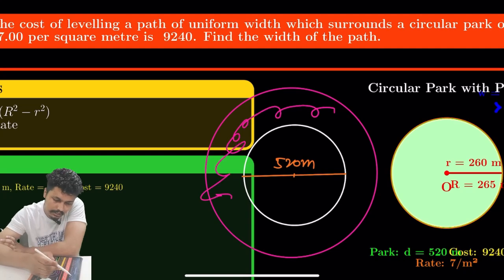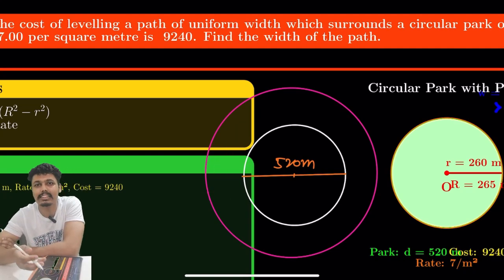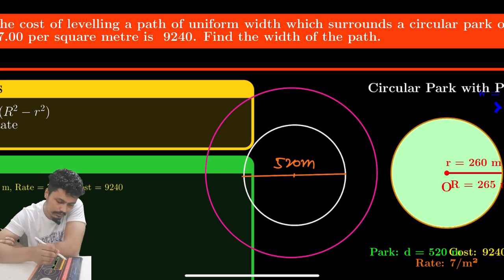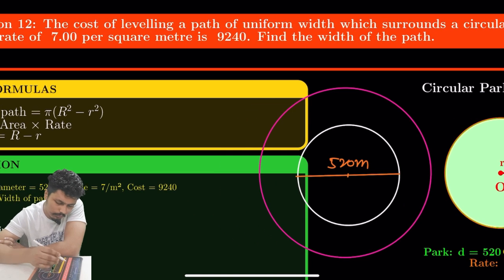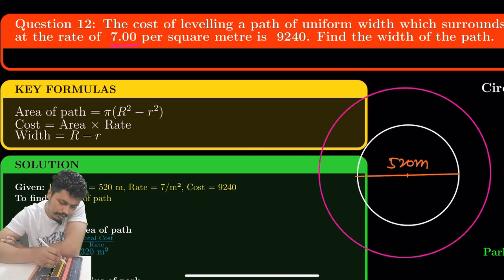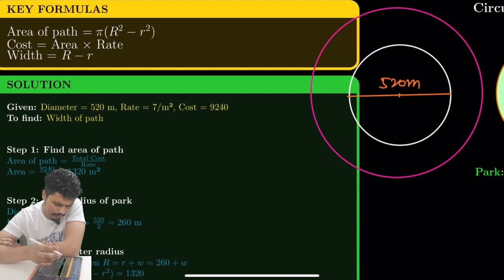Okay, leveling means like you are using cement and proper plaster, that is all called leveling. Or you are using JCB and cleaning this area, fine. It is a park, and outside the park you are cleaning. Okay, this part you are cleaning. Now the rate is 7 per square meter. The rate of this leveling is 7 per square meter, and it is 9240. It's easy. So let's start.